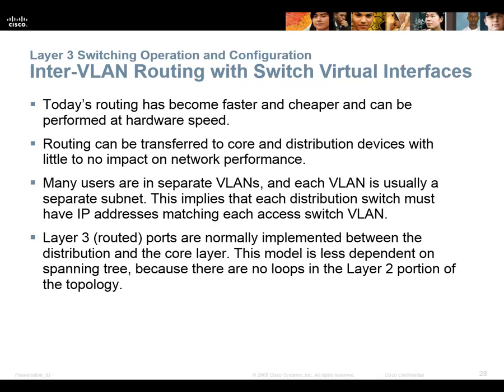So routing can be transferred to core and distribution devices with little or no impact on network performance. Basically, you can spread your routing out is what this means. You can do a lot of routing with inter VLAN and inter building, and that keeps the network from being congested where it doesn't need to be.